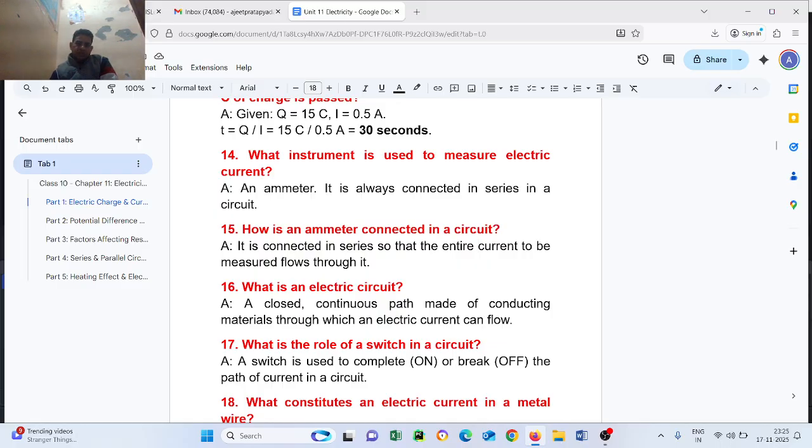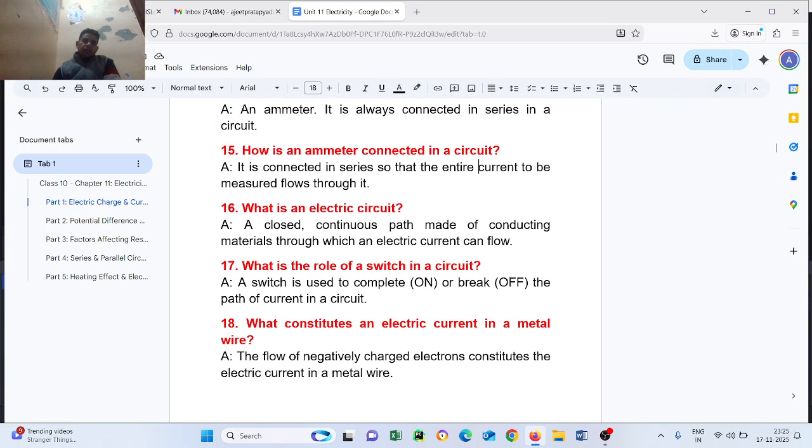Question number 17. What is the role of a switch in a circuit? A switch is used to complete or break off the path of current in a circuit.